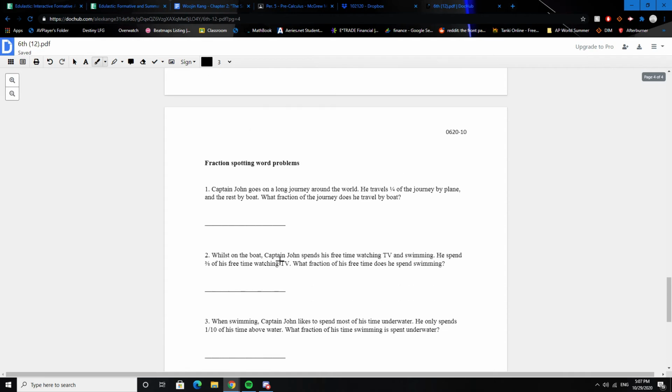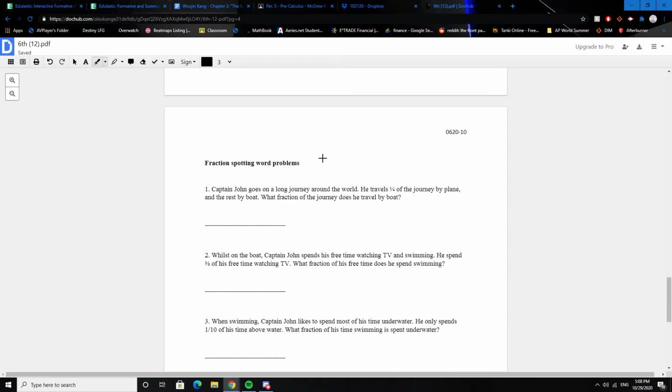Lastly, fraction word problems. So the way you do these is, read the question, spot some key terms, and go off from there. Captain John goes on a long journey around the world. He travels 1/4 of the journey by plane and the rest by boat. What fraction of the journey does he travel by boat?